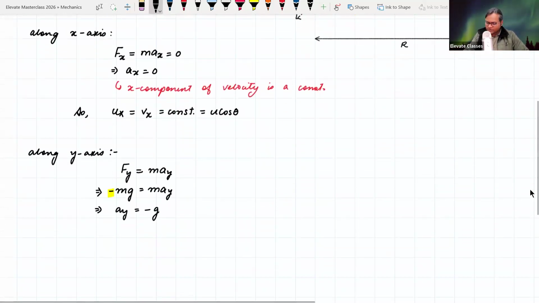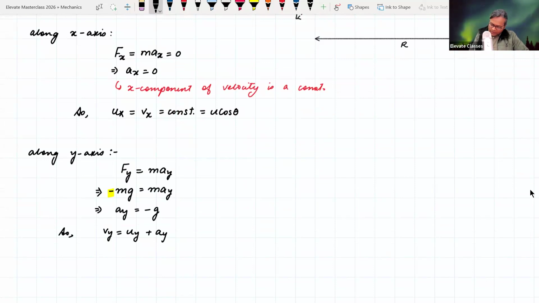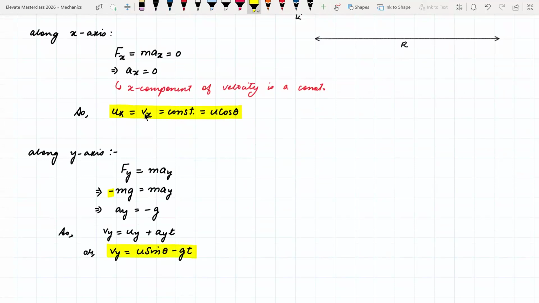So the y component of speed is not a constant. Therefore, vy is equal to uy plus ay t, or vy is equal to u sin theta minus gt. So this is one equation. This is the first equation. Yes, sir, please repeat once: how did fx become 0?